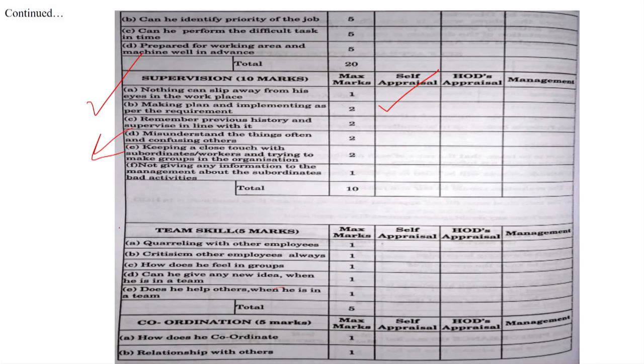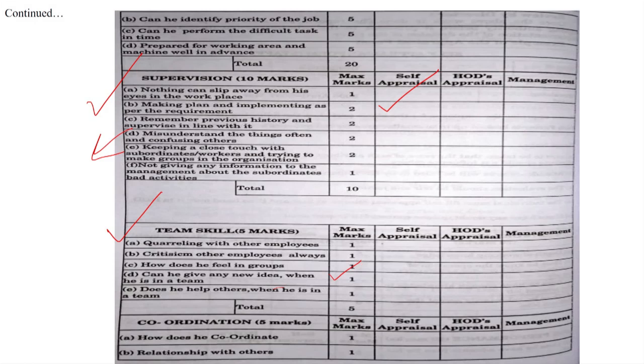Then next is all related to team skills. Again, marks are given. If you have ever engaged yourself in quarreling with some employees, that would also get reflected in your appraisal form. Criticisms other employees have, or how does he feel in groups? Can he give any new ideas when he is in a team? So the team-building skills are analyzed, because it is not just the financial targets that one has to achieve.